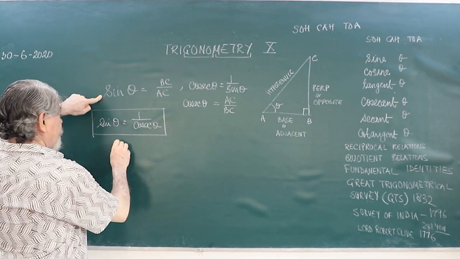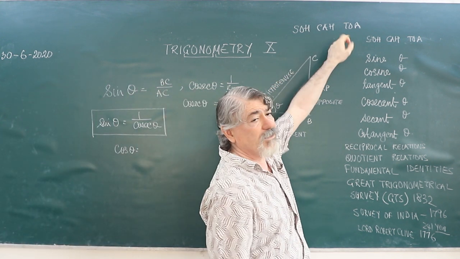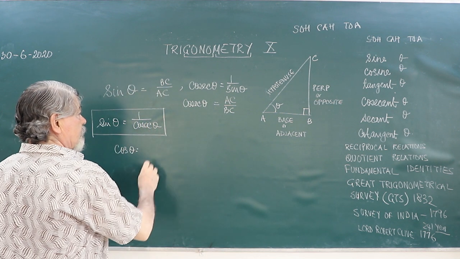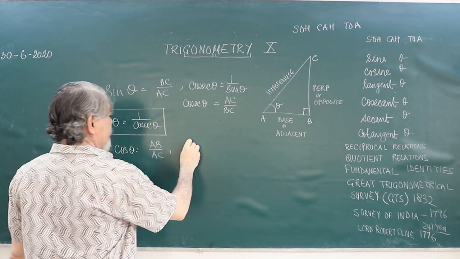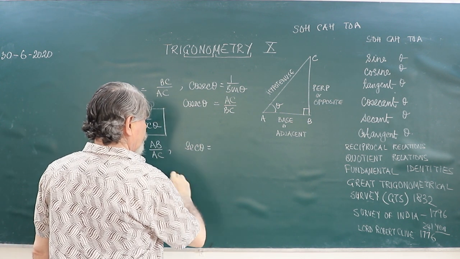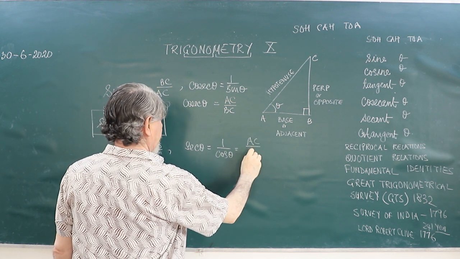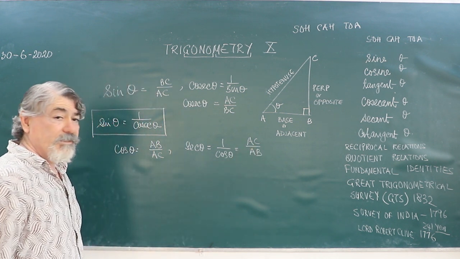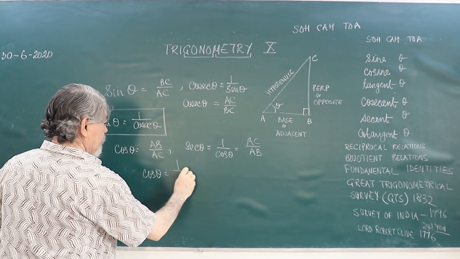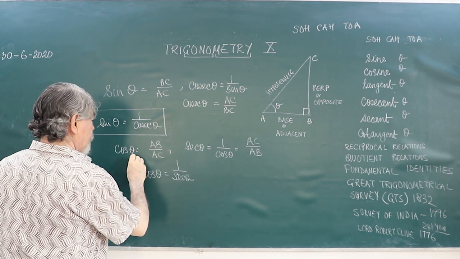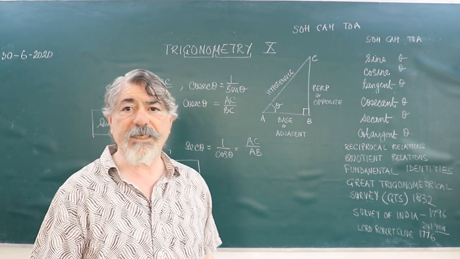Now let us see cos theta. Cos theta is adjacent upon hypotenuse, base upon hypotenuse, that is AB upon AC. And sec theta is just the opposite, 1 upon cos theta, so it will become AC upon AB. So this is another reciprocal relation: cos theta is 1 upon sec theta.